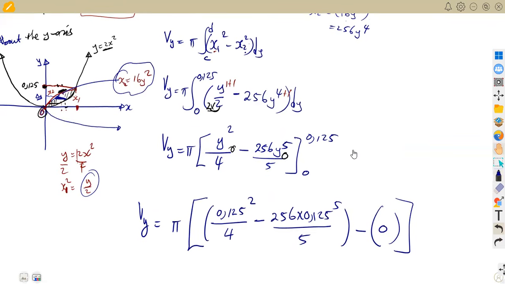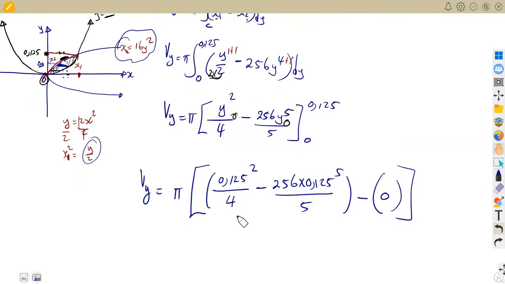Just combine for the upper limit, this whole value that we have here, multiply that by pi, and you are going to have your answer as something like 0.00736, which is cubic units in this case. So that is your volume with respect to y.